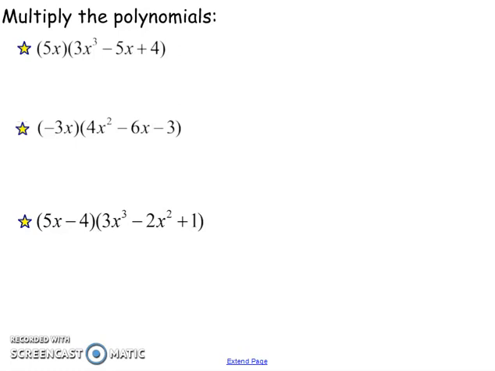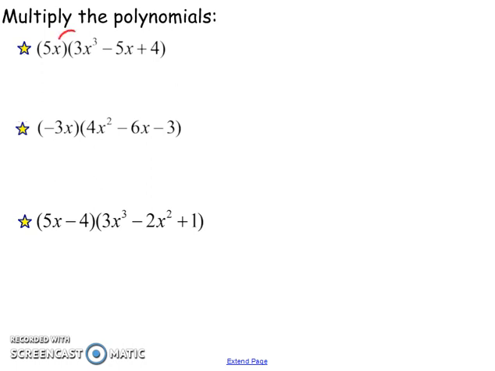When you're multiplying polynomials, you want to make sure that you distribute just like you normally would. But when you are multiplying exponents, you actually add the exponents together. So that's the one thing we want to be careful of: when you're multiplying, you're adding your exponents. So in the first one, I'm going to multiply 5x times 3x cubed minus 5x plus 4.